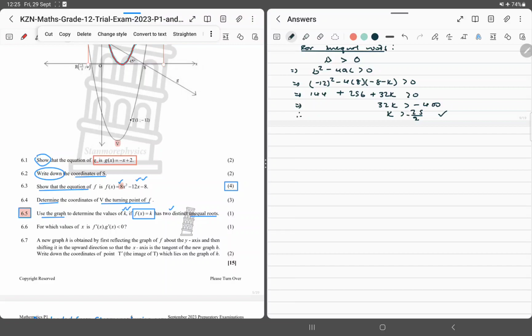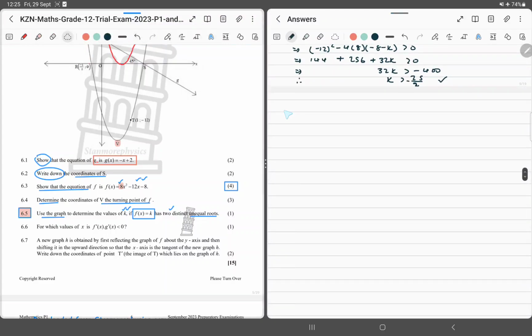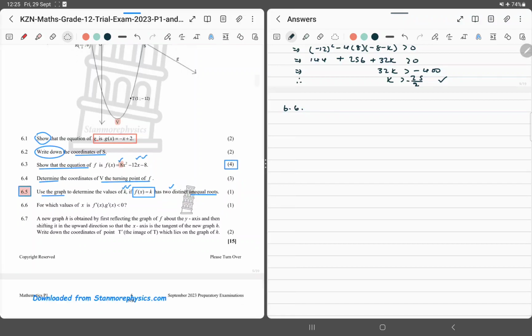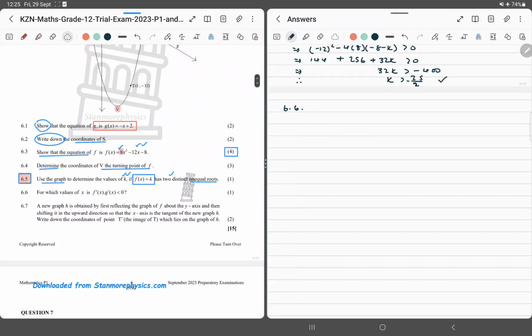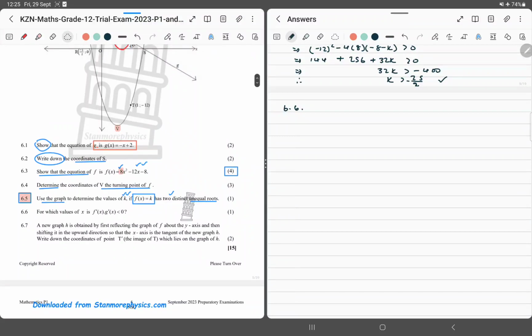So don't be throwing away marks. Okay, that question is a bit technical, but you can see it's easy to work it out. Now it says for which values of x, now can you see this f prime is saying the gradients of f, and then this g prime of x is saying the gradients of g.